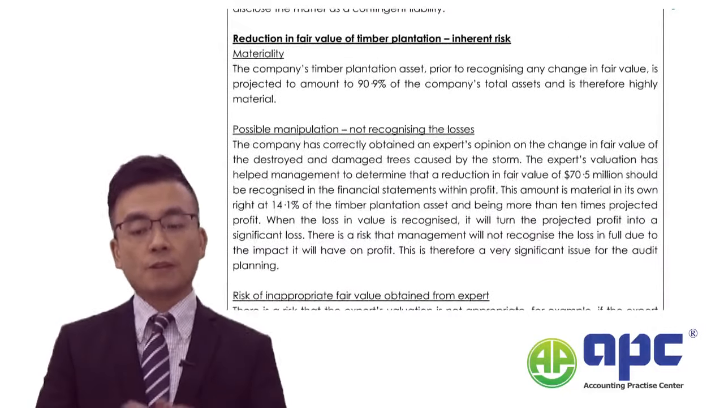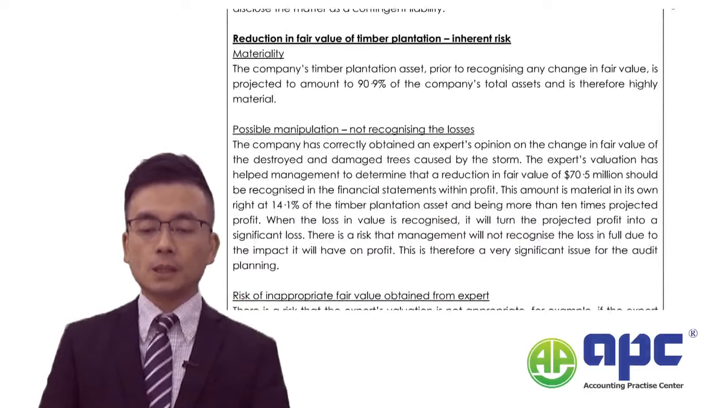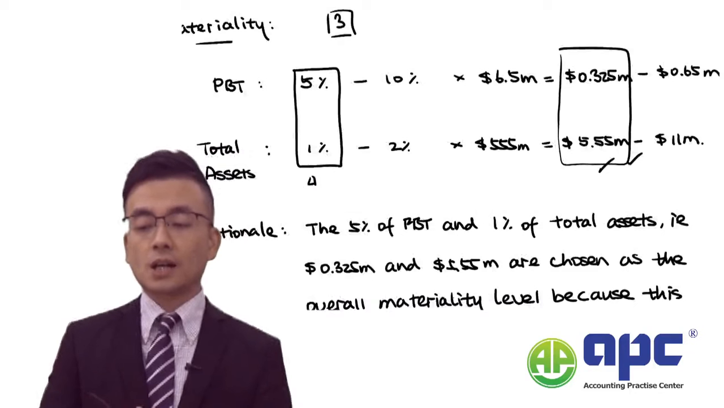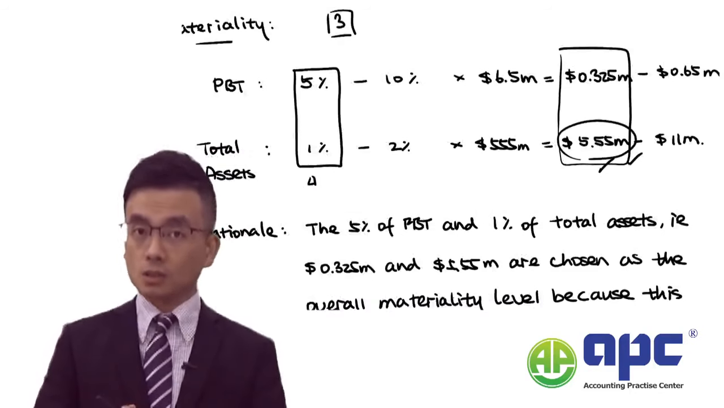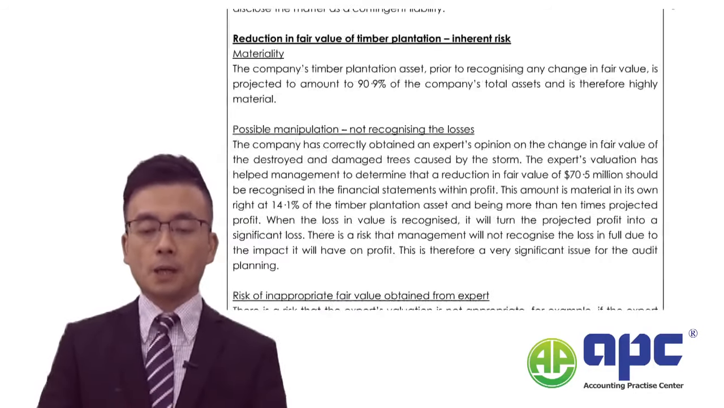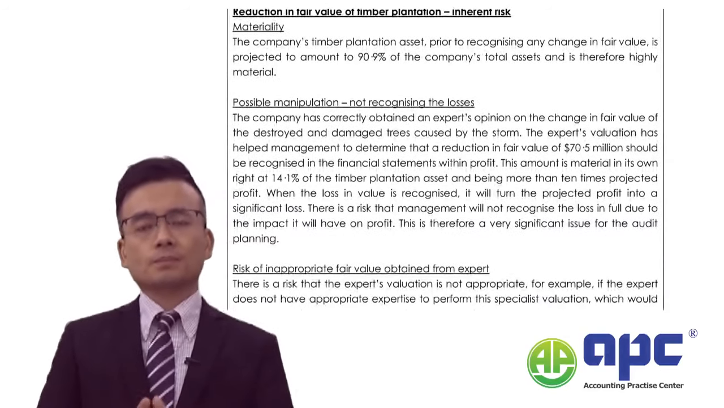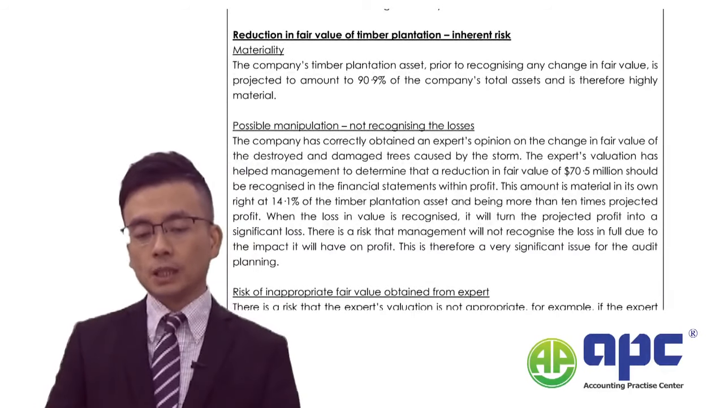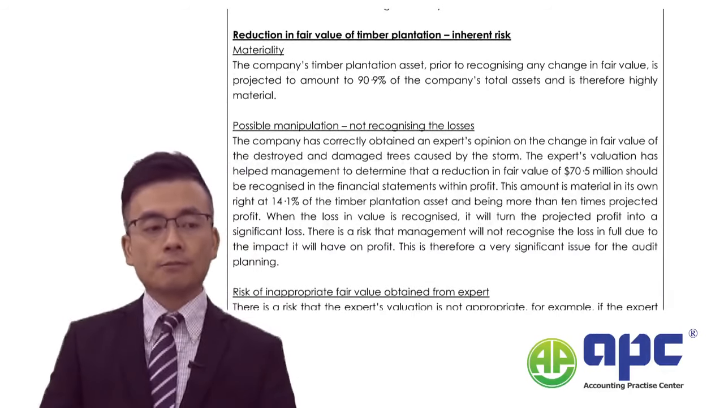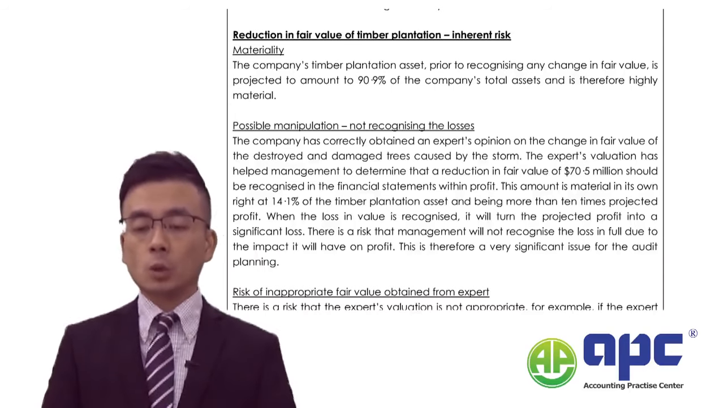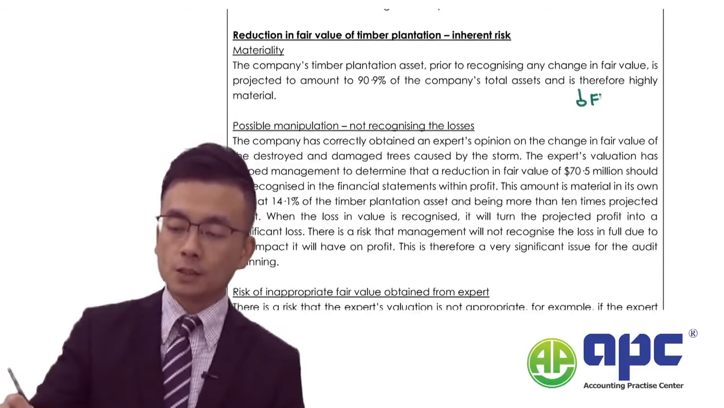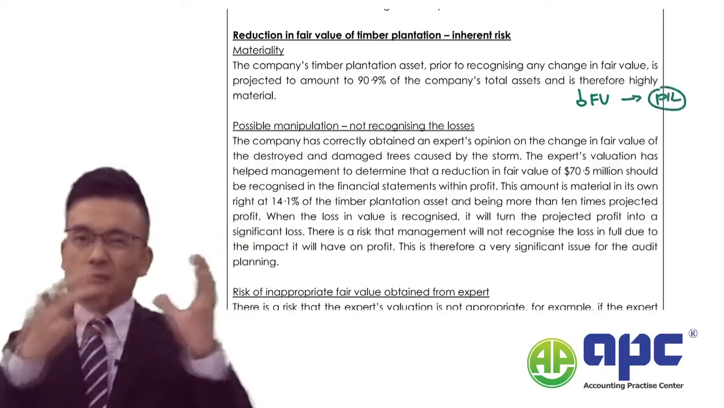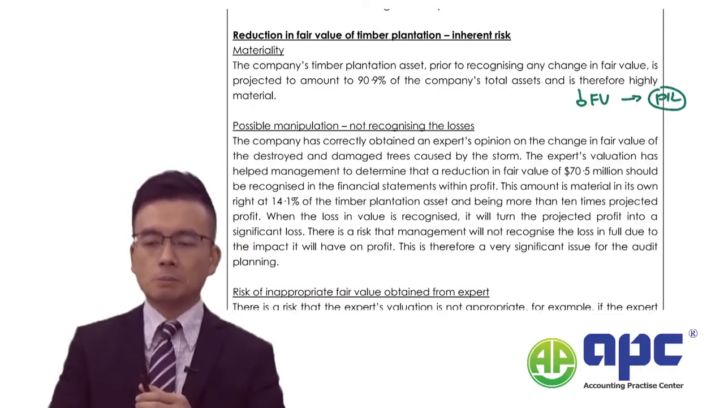How about for the reduction in fair value? So in other words, it's the change in fair value in that. So change in fair value, more than $70 million, of course, is higher than the $5.55 million, so it is material, okay, by amount. So why would this be the case then? Of course, the change in fair value there, the damage is caused by storms, and of course there'll be a decrease in fair value, so we need to recognize it as the impairment expenses or something like that, as an expense in the P&L.